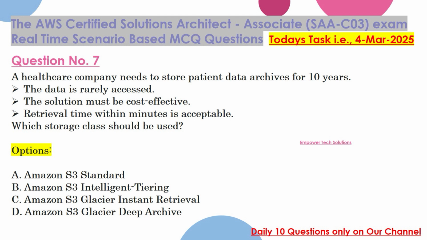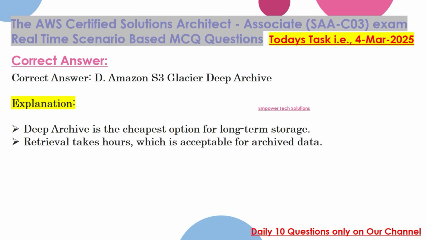Options: A. Amazon S3 Standard. B. Amazon S3 Intelligent Tiering. C. Amazon S3 Glacier Instant Retrieval. D. Amazon S3 Glacier Deep Archive. Correct answer: D. Amazon S3 Glacier Deep Archive.